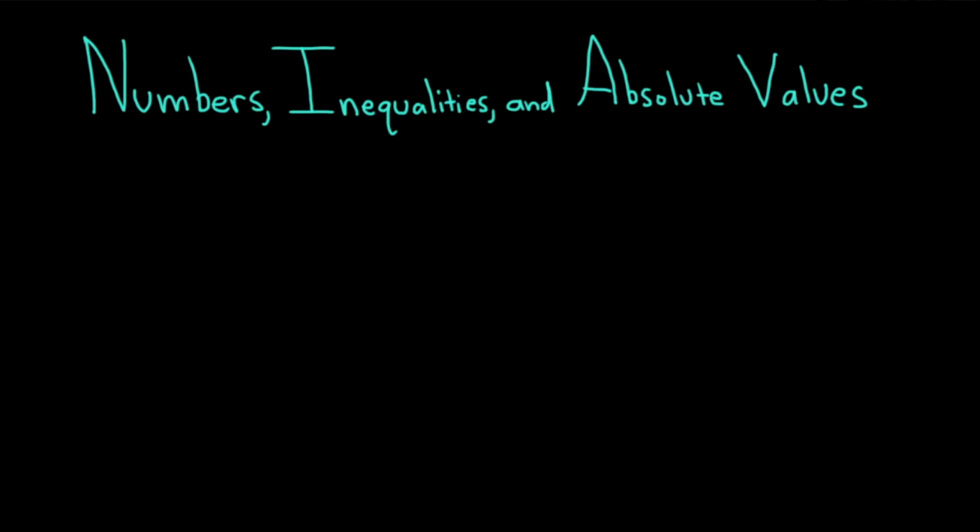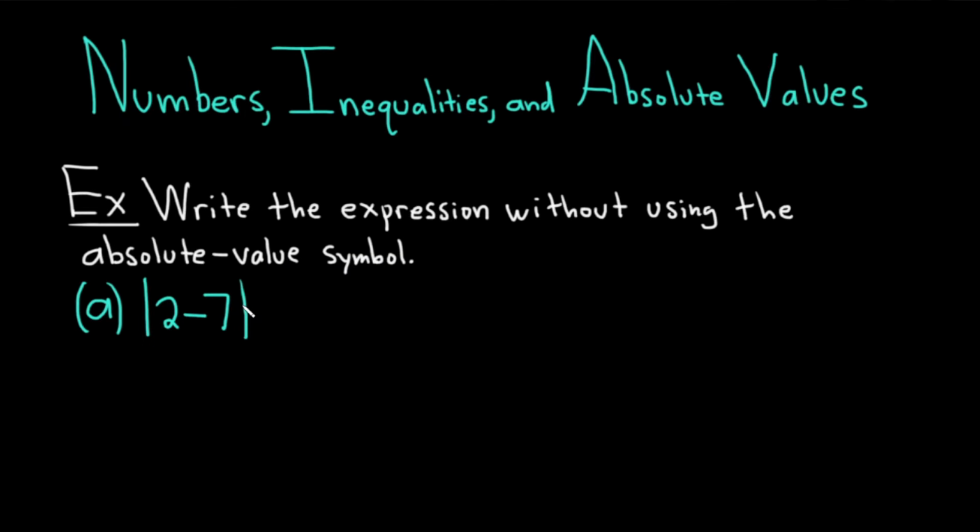In this video, we're going to discuss numbers, inequalities, and absolute values. Let's do an example. Write the expression without using the absolute value symbol. Let's do part A. We have the absolute value of 2 minus 7. Let's work through this one.